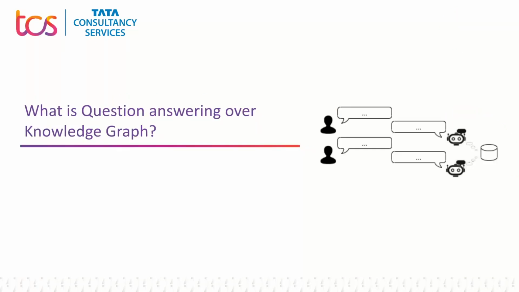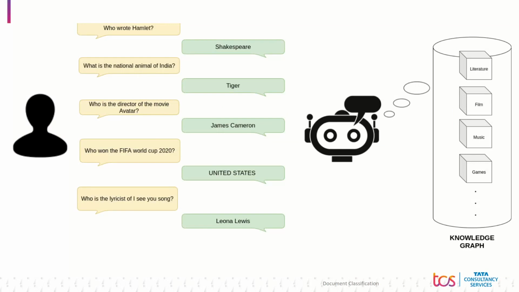Let us understand this using this conversation scenario between two agents. The first agent asks the question, who wrote Hamlet? This question belongs to the literature domain. The second question is, what is the national animal of India? This question belongs to the biological species domain. The third question is from the film domain. Similarly, the fourth one is from the sports domain, and the fifth one is from the music domain.